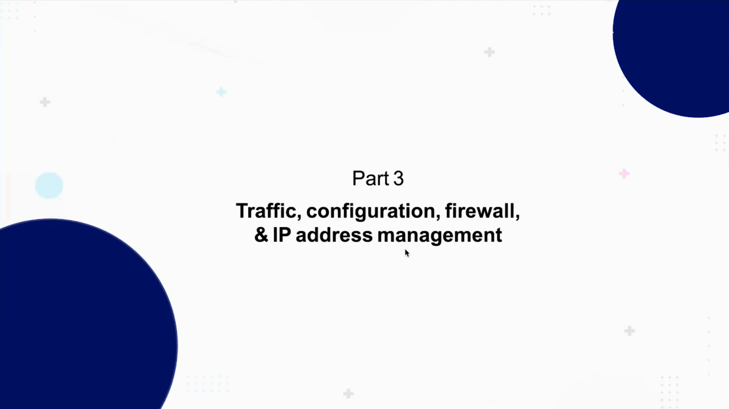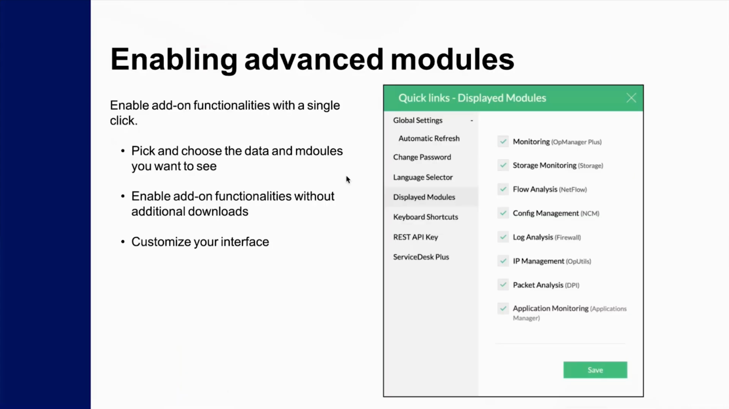This is part 3, traffic, configuration, firewall and IP address management. First we're going to talk about enabling advanced ITOM modules from your interface. It's very simple. If you have OpManager or OpManager Plus, you don't have to separately install any of these advanced ITOM functionalities. They will be there in your product interface. Once you get the requisite license, you can just go into the interface and enable them. I'll show you where you can enable them.